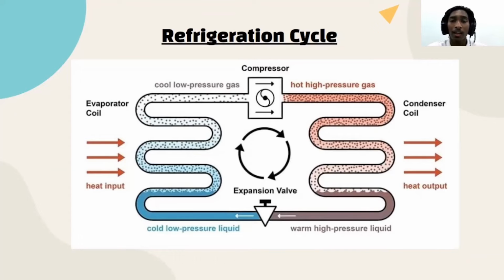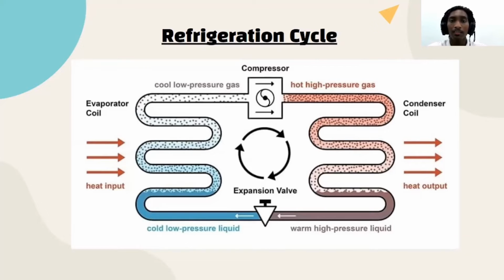Now that the refrigerant has absorbed the heat, it will become a cool, low pressure gas. Now, it will flow to the compressor, in which the refrigerant will be compressed. The compressor will compress the refrigerant by doing work. The work will be done by the motor that is in the compressor, and the motor can do the work by using the electrical energy that is supplied.